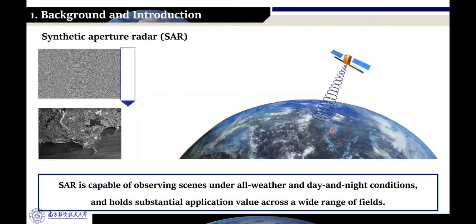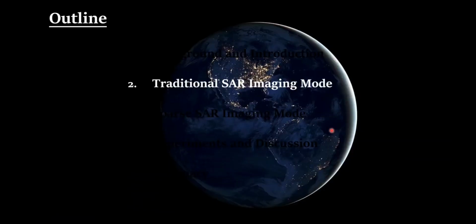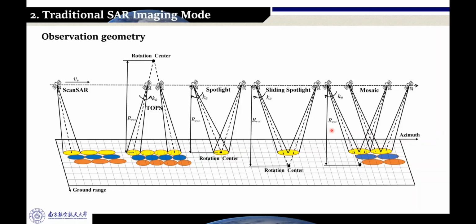SAR is capable of observing the Earth under all weather and day and night conditions, and holds substantial application value across a wide range of fields. Next, I will introduce the conventional SAR imaging modes. Some common radar imaging modes include scan, TOPS, spotlight, sliding spotlight, and mosaic.